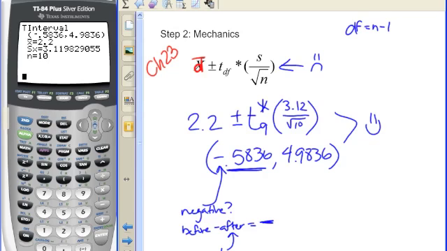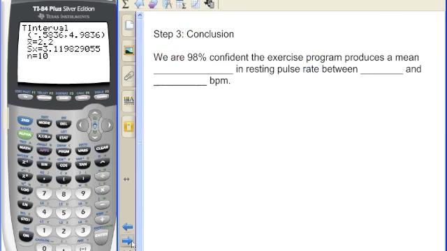Could happen. So to conclude, I would say something like, we are 98% confident the exercise program produces a mean difference in resting pulse rates between negative 0.58 and 4.98 BPM.